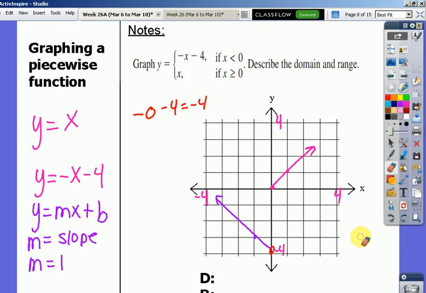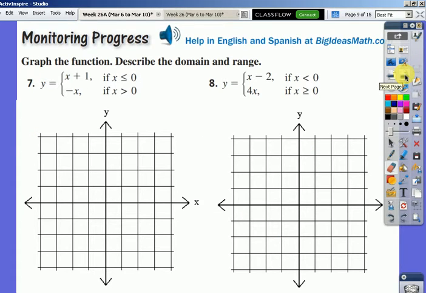This is a lot in this chapter, so you need to make sure that you have a note card on the day of your test. We'll take a practice exam the day before your test. It's basically going to be your test, but with different numbers. So try those two. I'm not even going to worry about domain and range. You just want to graph them.